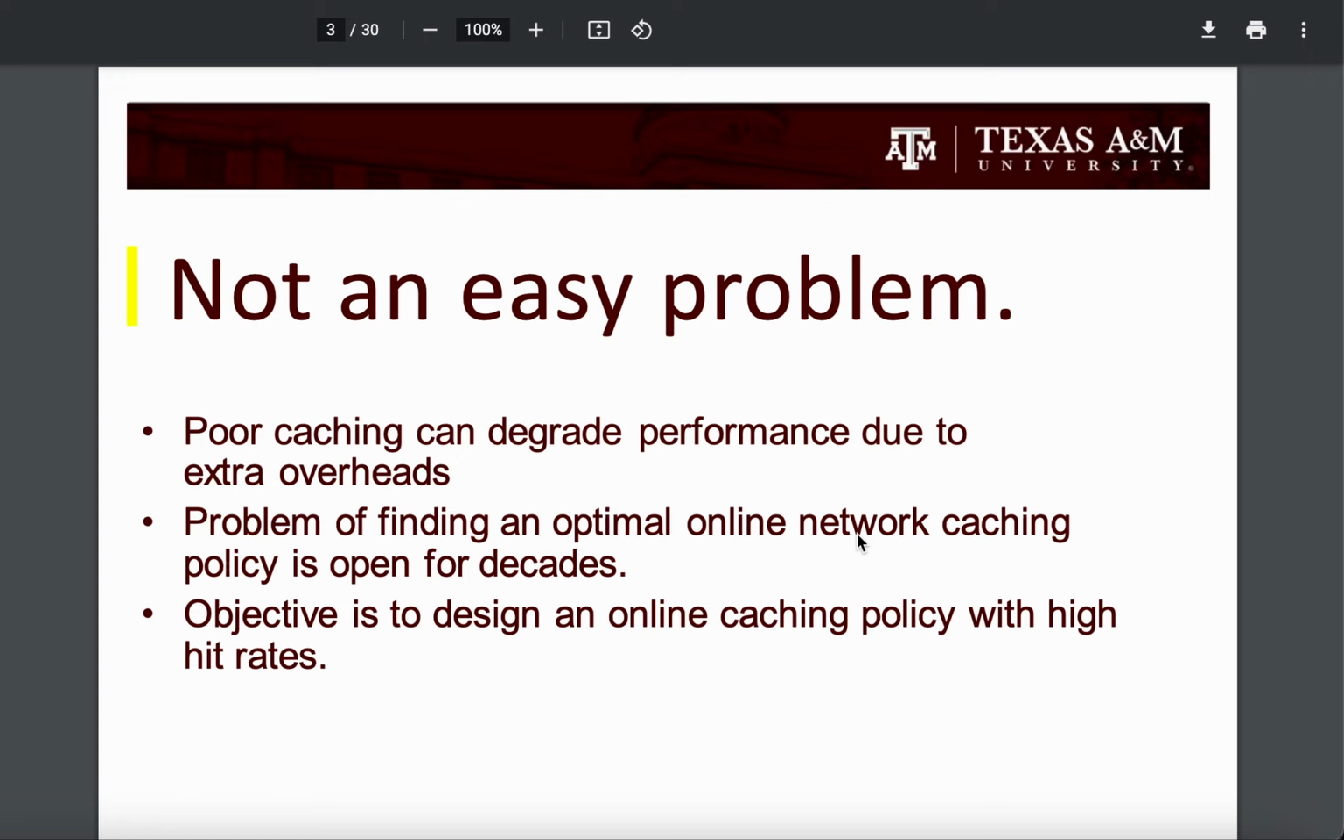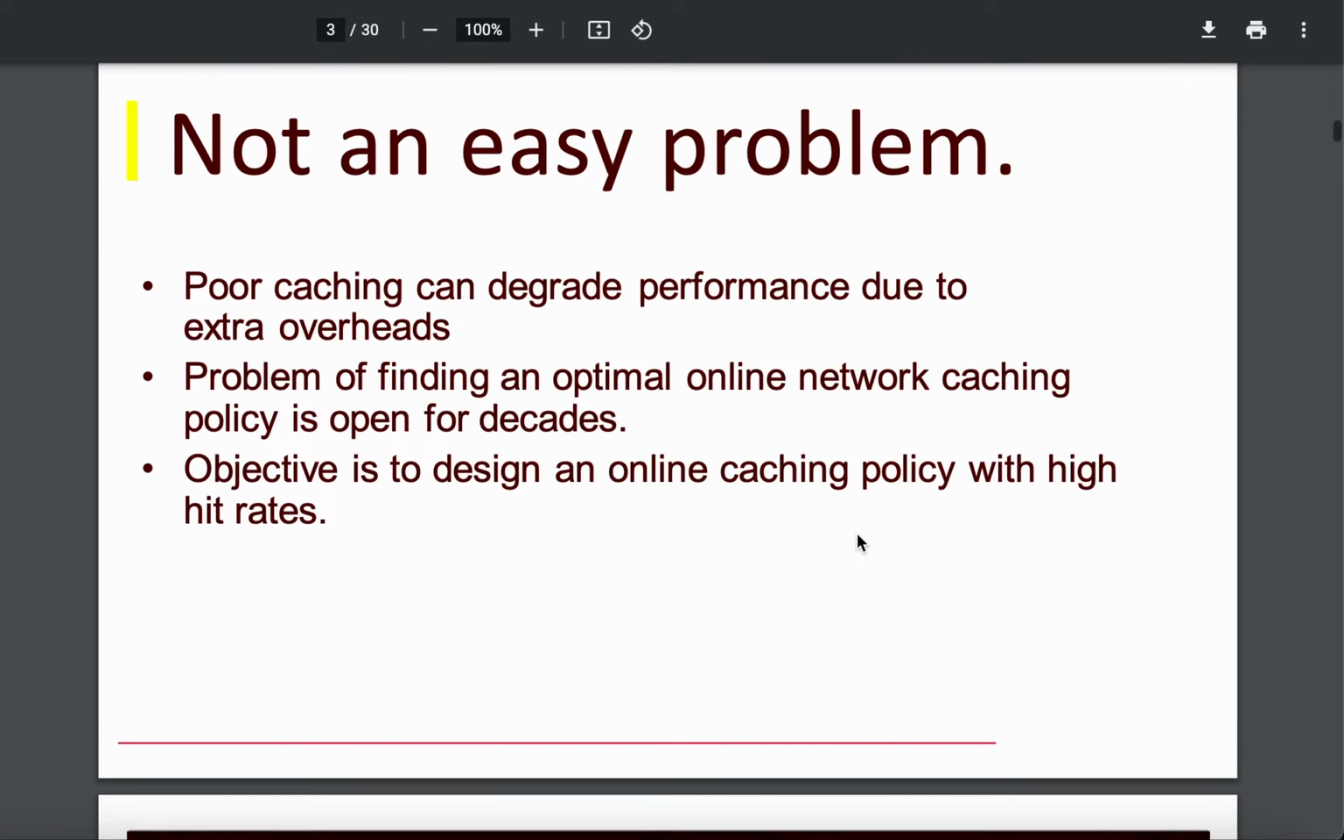The problem of finding an optimal online caching algorithm has been open for decades. Ideally, what we're aiming for is to design an online caching policy with high hit rates, so that we can find most of the data in our cache, or the most popular data in our cache.